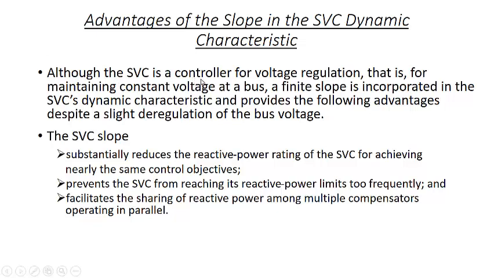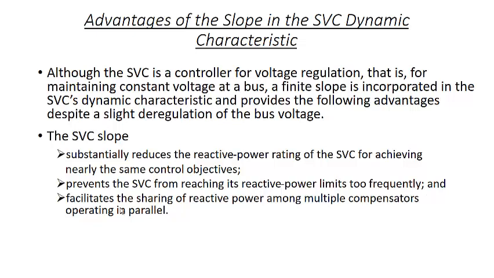Although the SVC is a controller for voltage regulation, that is for maintaining the constant voltage at the bus, a finite slope is incorporated in the SVC's dynamic characteristics and provides the following advantages despite a slight deregulation in the bus voltage. The first one is that the slope substantially reduces the reactive power rating of the SVC for achieving nearly the same control objectives, preventing the SVC from reaching its reactive power limits too frequently, and it facilitates the sharing of reactive power among multiple compensators operating in parallel.